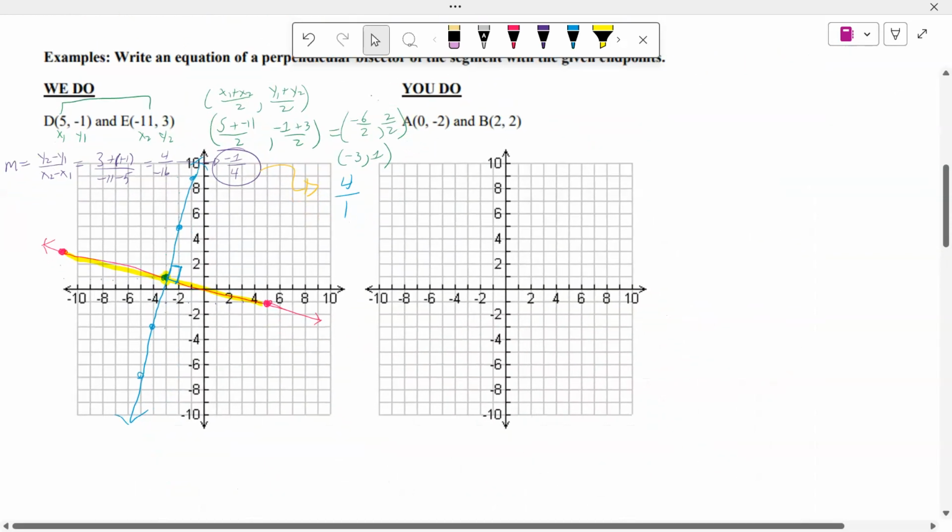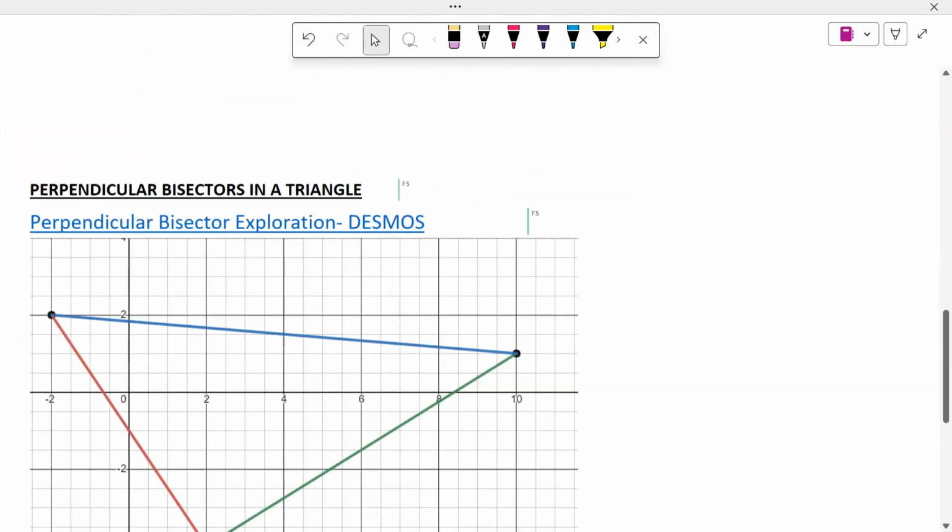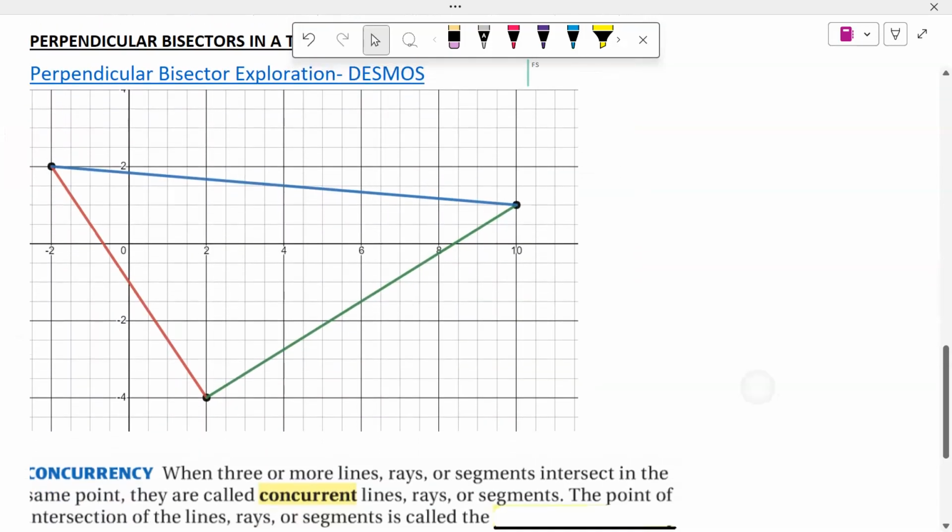All right, folks, welcome back. Hopefully the you-do problem was not that hard. You hopefully found the perpendicular bisector and graphed it.